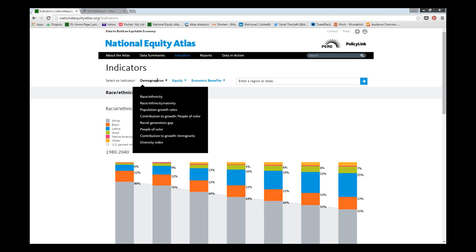What's particularly unique about the Atlas is that it provides data that is disaggregated by race and ethnicity at the metro level for consistently defined regions going back to 1980 and with projections on demographics through 2040. It's also a living resource that we will expand over time, and we just released 4 new indicators this week.